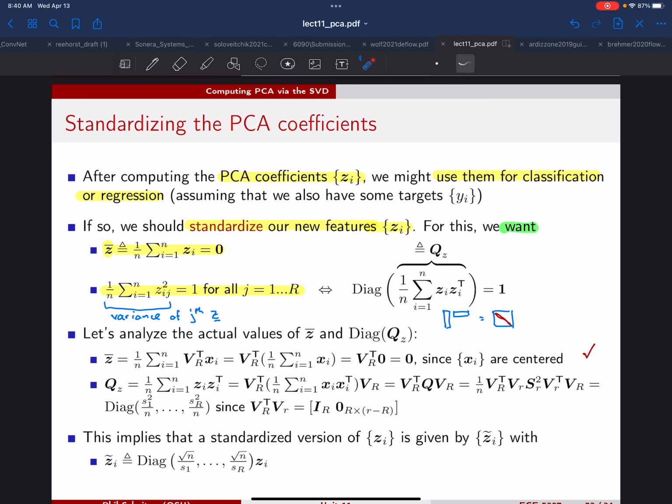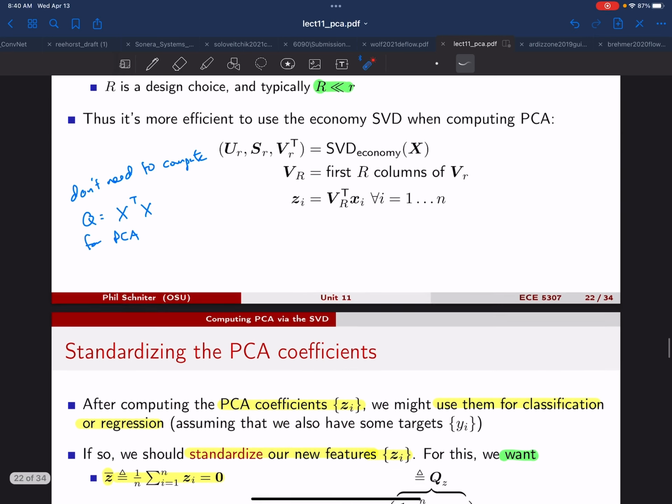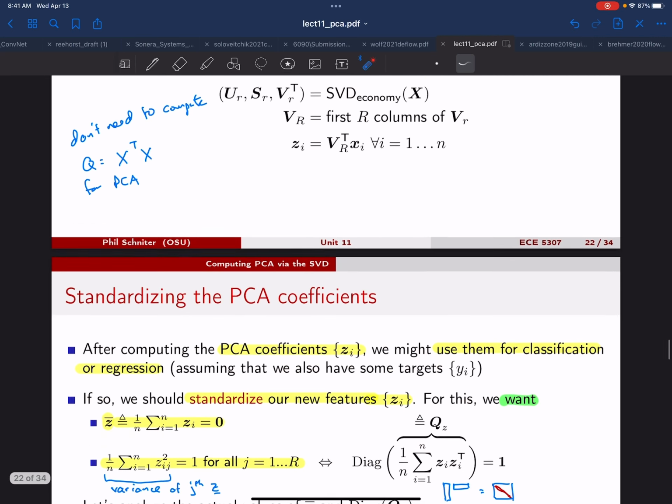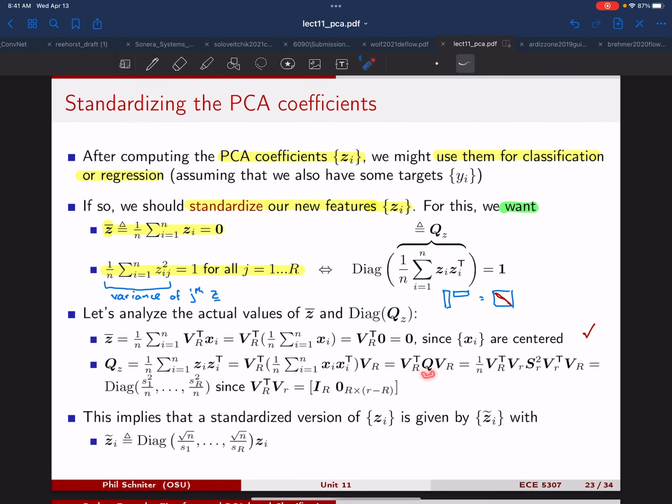And let's do one more thing. Let's write Q in terms of its economy SVD. If you remember, we did that. This is where we wrote it in terms of the regular SVD. Turns out with the economy SVD, you just have little r's everywhere. So if you write this in terms of the economy SVD, you get this. And finally, let's think about these matrices, VR transpose VR, where the first has the big R, the second has the little r.